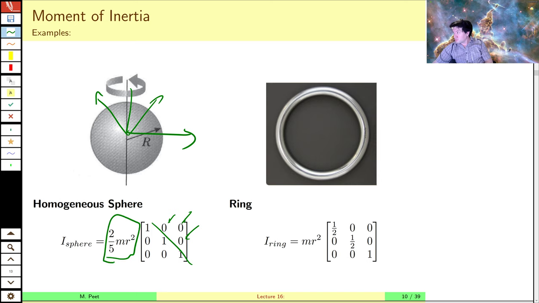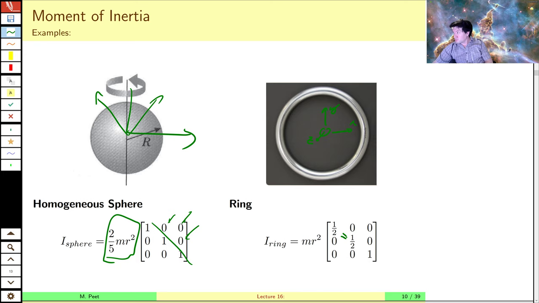Now let's look at the ring. Here, the z-axis is coming out of the board. So that's z. There's x, and there's y. So x and y are going to have to be the same, because you could also draw my x and y's here, and it wouldn't change the problem in the slightest. So x, y are going to be the same.